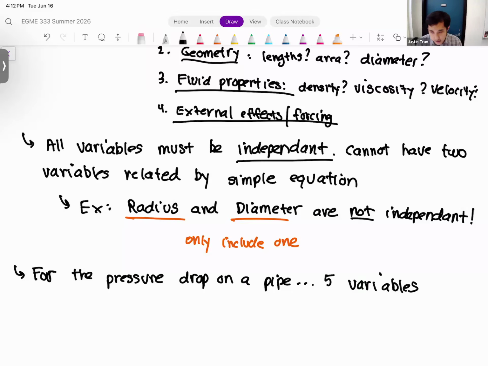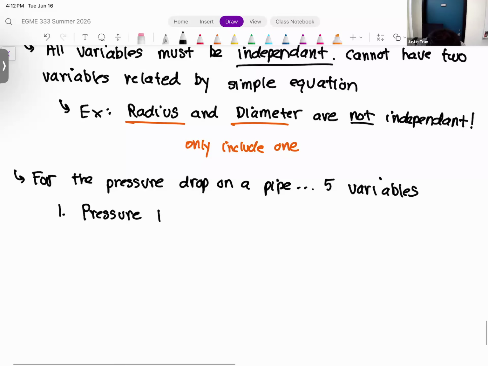Okay, so first one is our pressure drop, delta P. Since this is what we're interested in finding in our experiment, this would be our dependent variable. Our pressure drop is going to depend on the other variables.